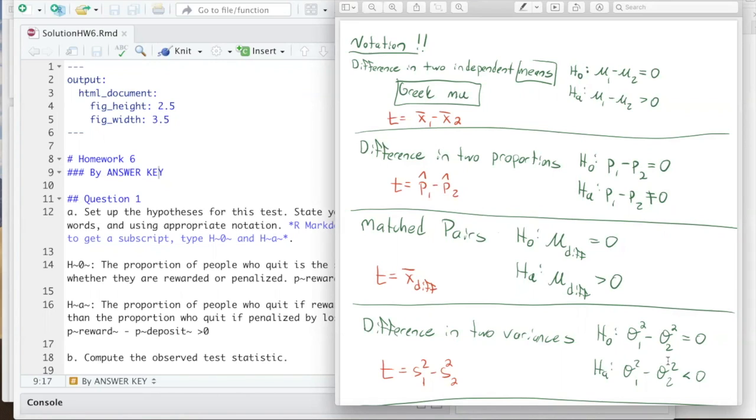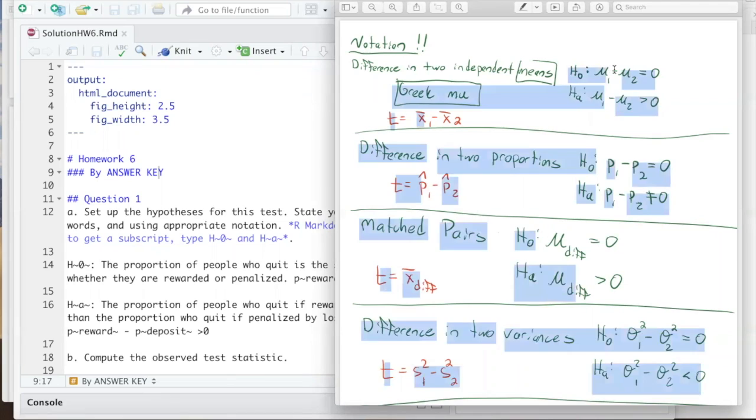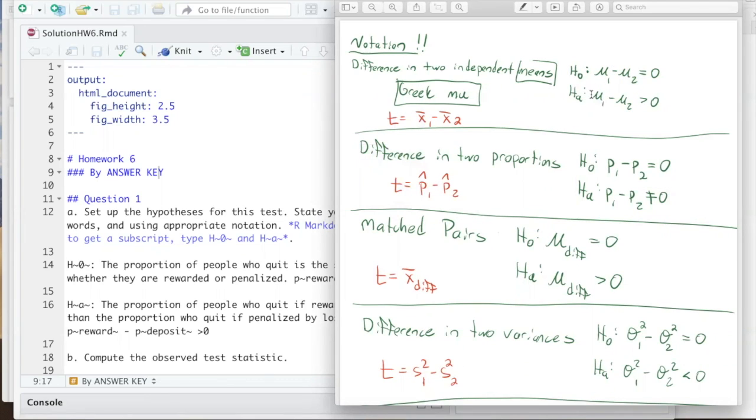When we're stating hypotheses about a difference in two independent means, then we use mu1 and mu2 like we have up here at the very top. These are Greek letter mu's. When we're stating claims about proportions, the proportion of this group compared to the proportion of that group, we don't use mu in that case. We use the Latin letter p, a lowercase p for that. And then we collect sample statistics, sample proportions that we put hats on top of to estimate those parameters.